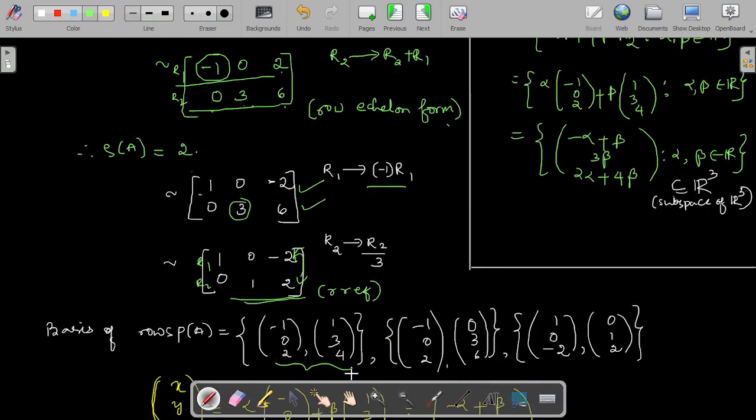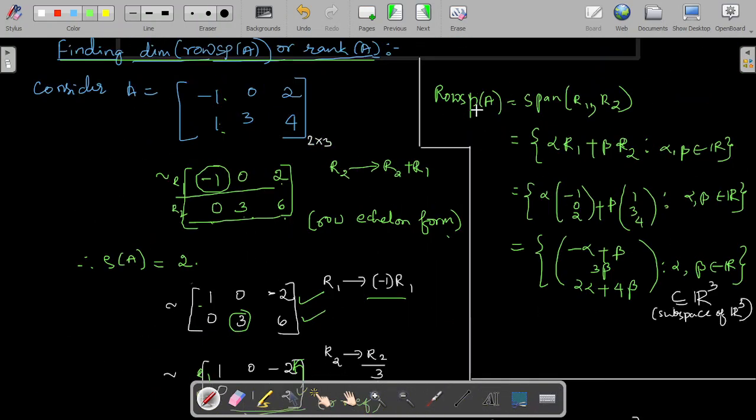So here, the actual row space of A is nothing but the span of the rows of the matrix. When you span these, you will get alpha times minus 1, 0, 2 plus beta times this one. So the row space will be in this form. There are 3 coordinates, but that doesn't mean it should be exactly equal to R cube. It is a subspace of R cube because the dimension of the row space of the given matrix is not equal to 3. It is equal to 2. It is a smaller space than R cube.